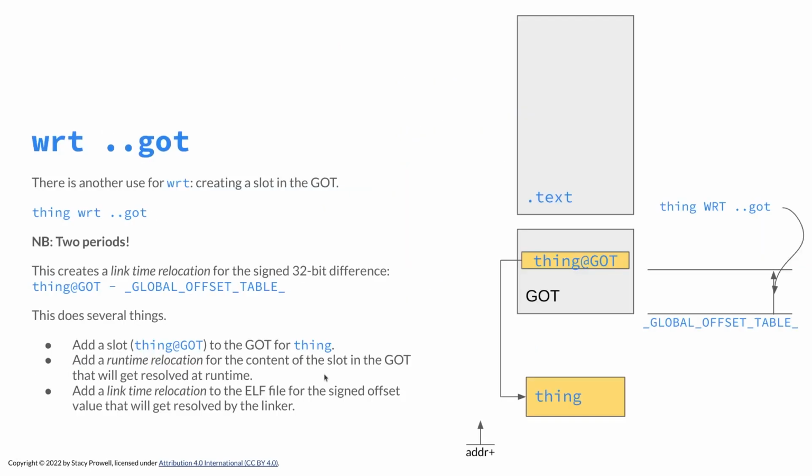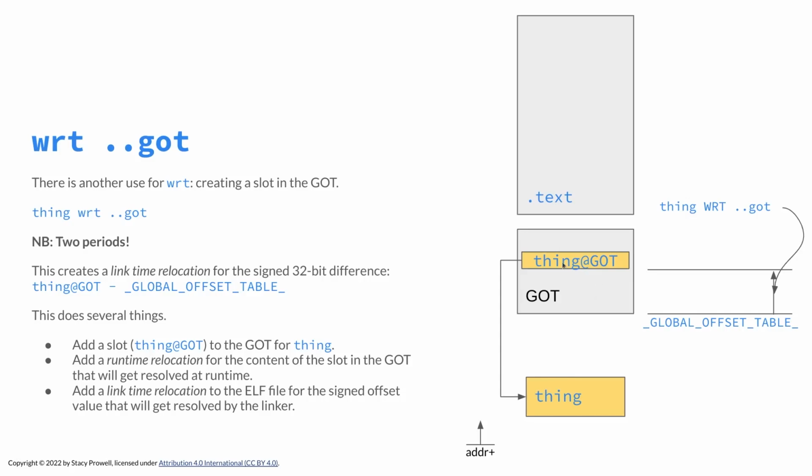We can also do this with respect to GOT. What that does is create a slot inside the GOT, and it gives us the distance from the global offset table to the slot that holds the address of the thing we actually want. A little bit of indirection going on here. And it does several things.